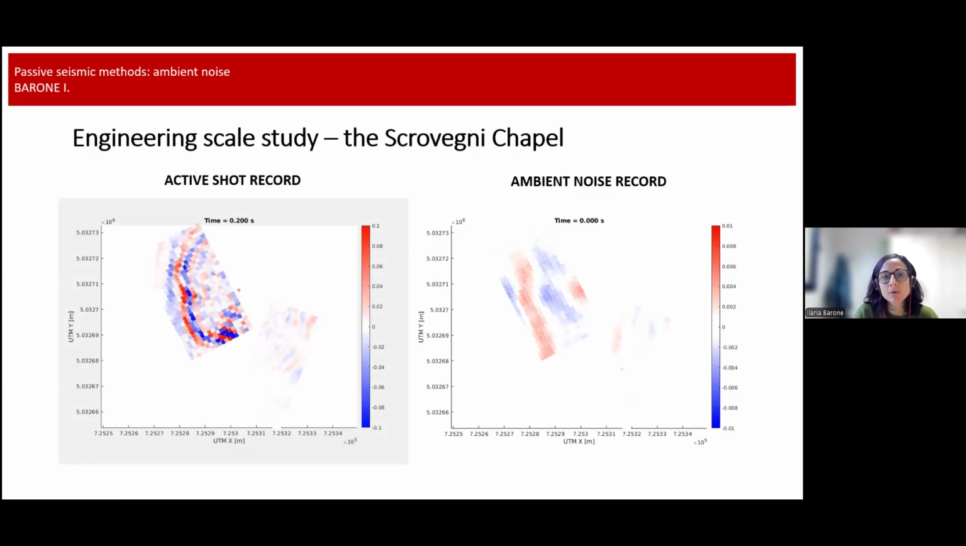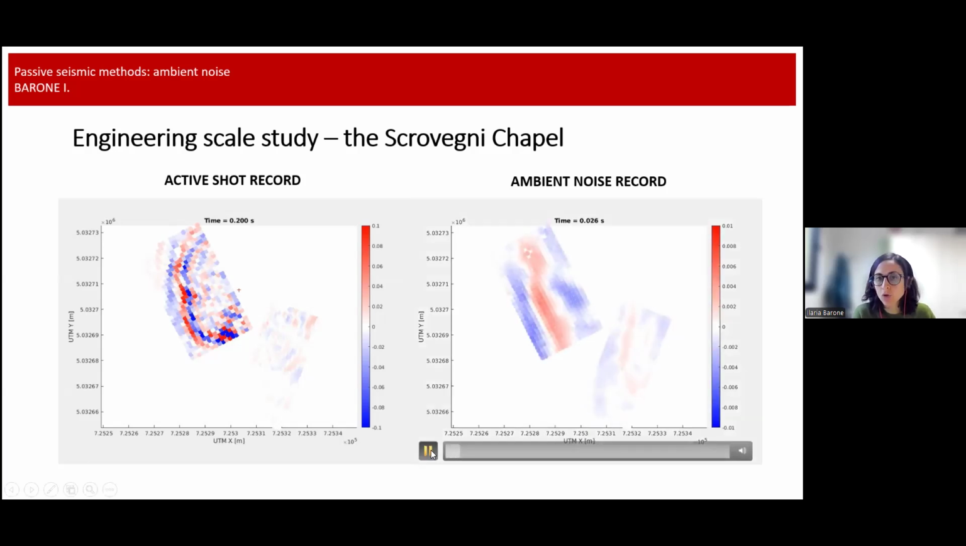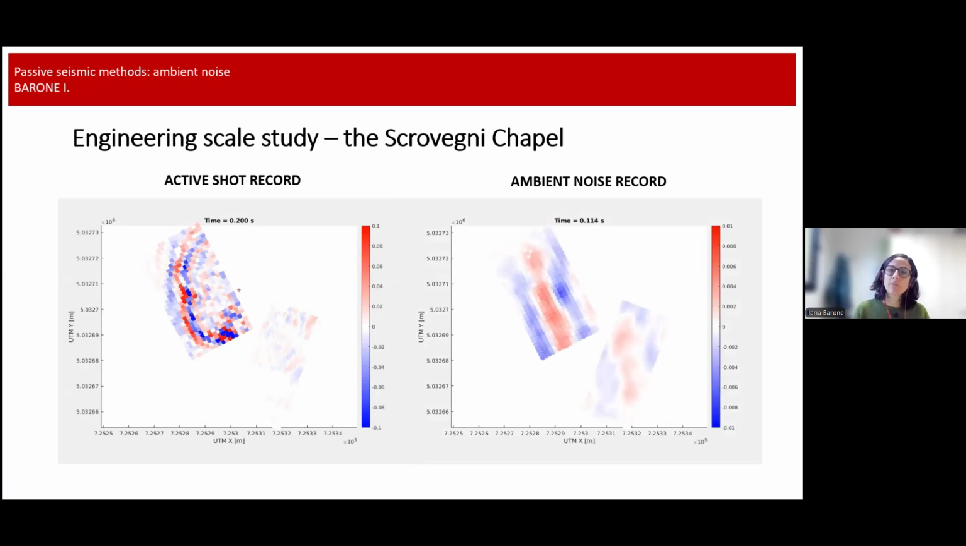This is possible since we have a lot of receivers. So we have a dense cover of receivers everywhere. And on this side, I'm going to show you instead a passive seismic recording. So before cross-correlation, the raw passive data.